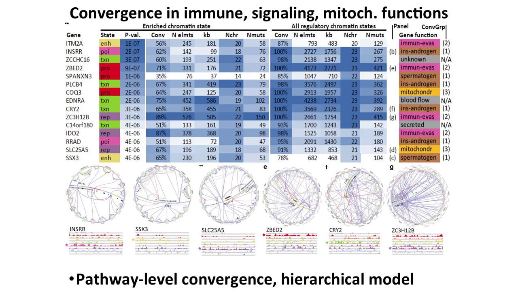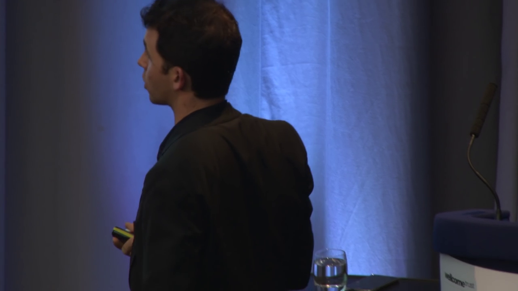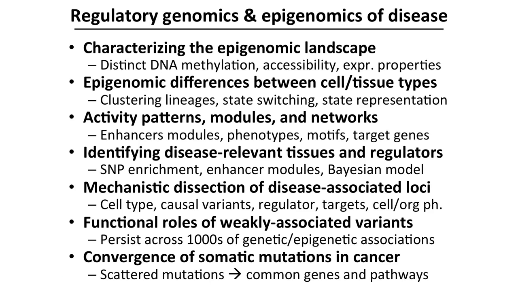They lie in a small number of pathways: immune evasion, insulin, androgen signaling, as well as mitochondrial function. And they harbor either many mutations or few mutations, and they are, again, extremely significant. So that suggests that not only do we find this convergence at the gene level, we find convergence at the pathway level for these non-coding mutations. So I believe that this approach of actually studying somatic and very low-frequency mutations will be immediately applicable to a lot of the rare variants that we're now starting to get from whole genome sequencing studies.